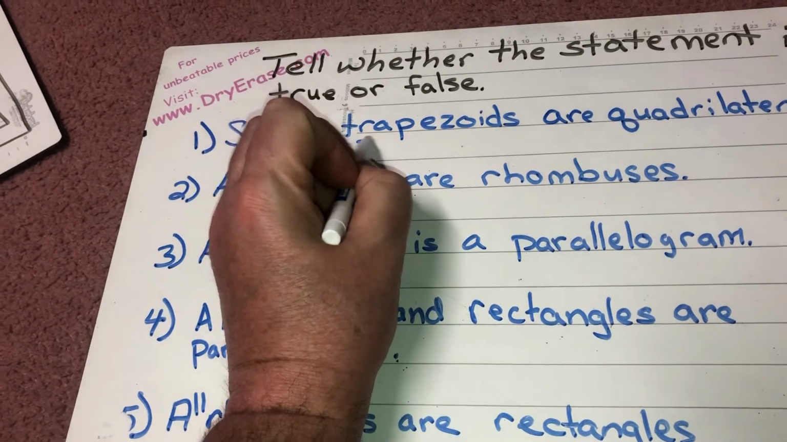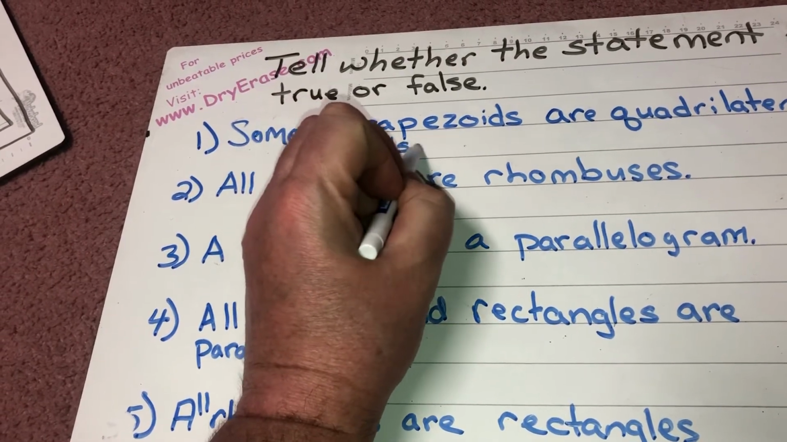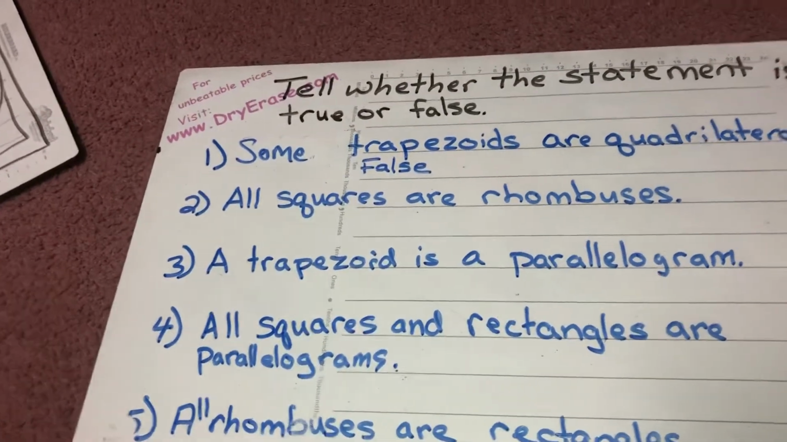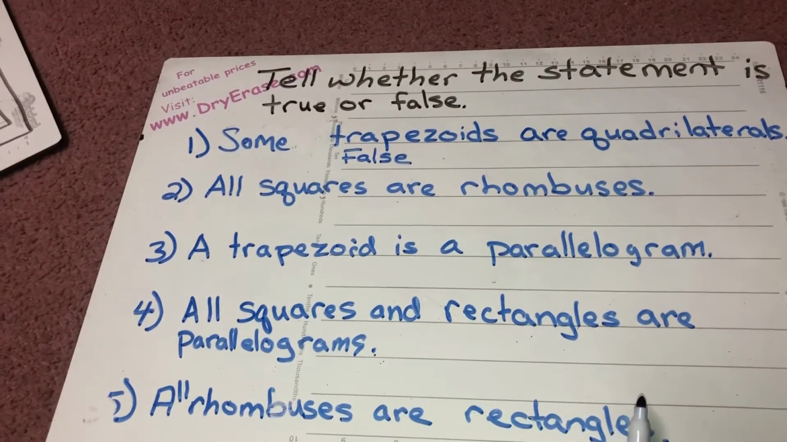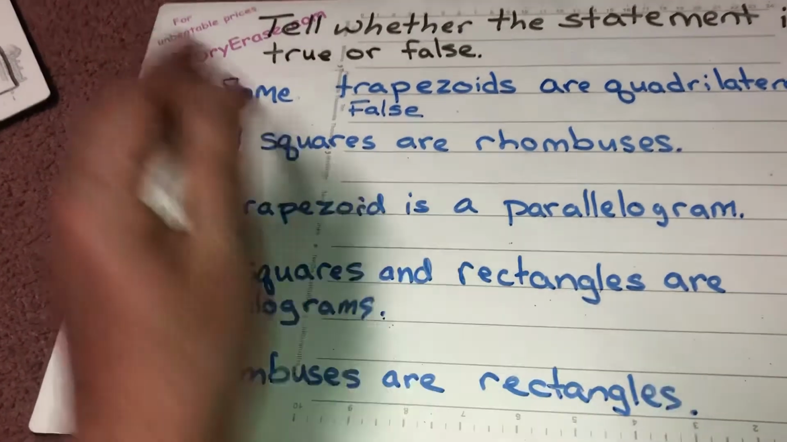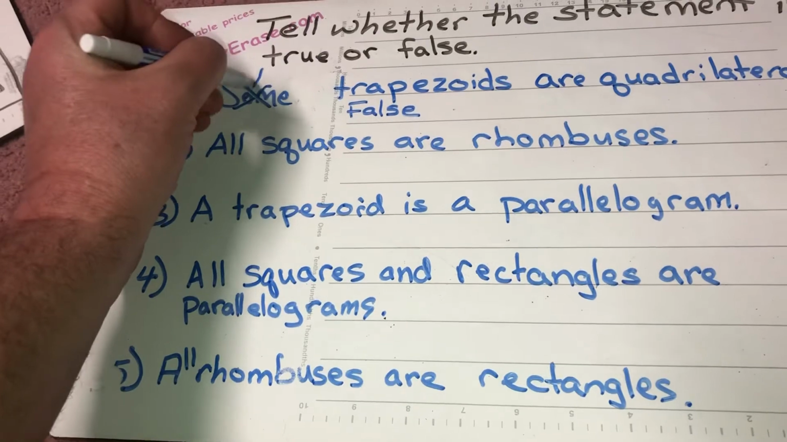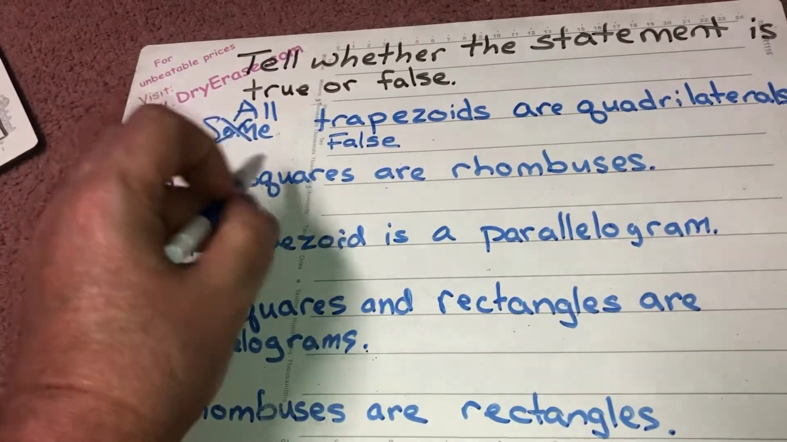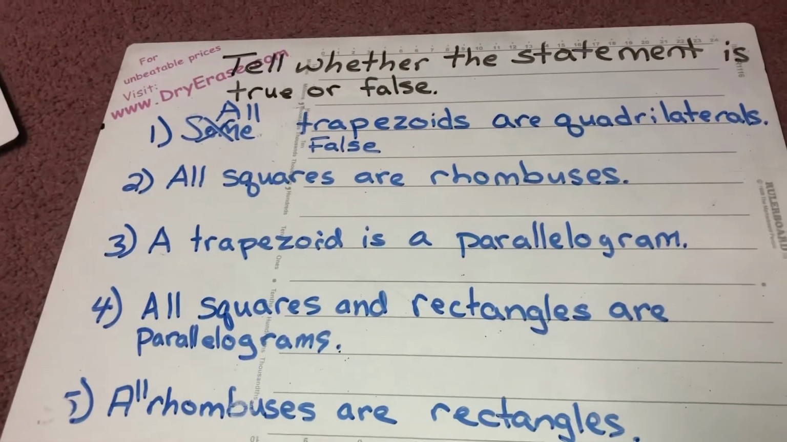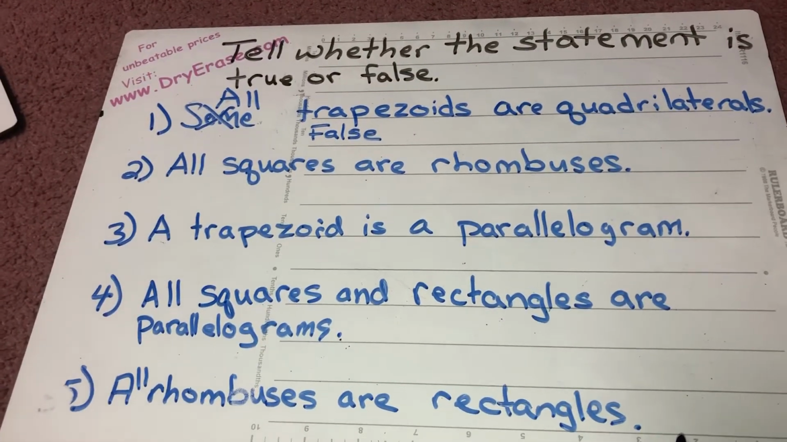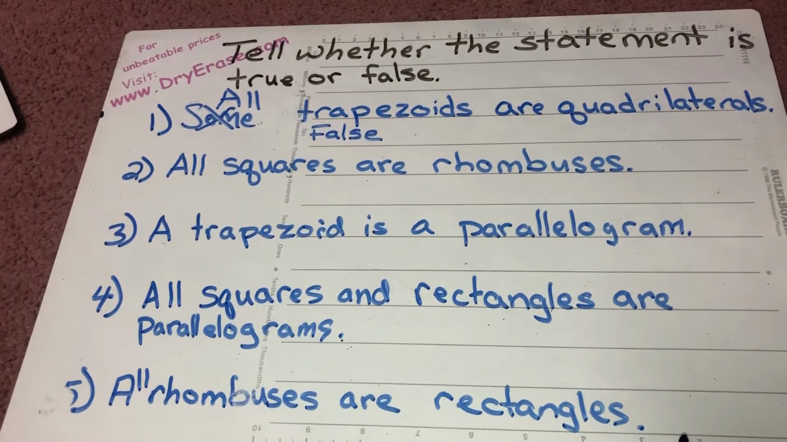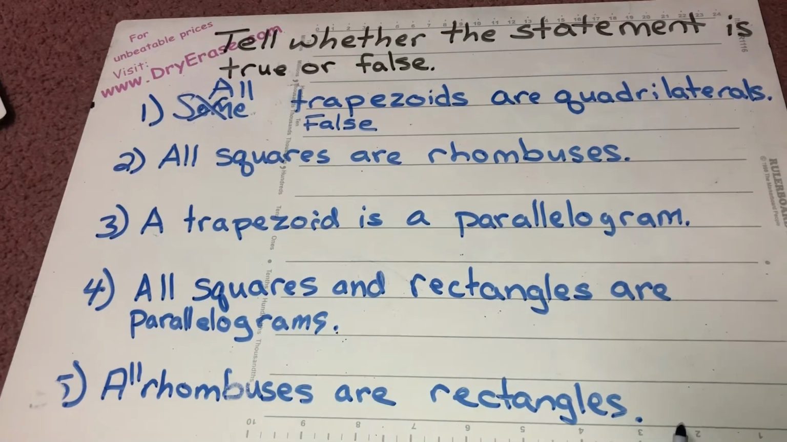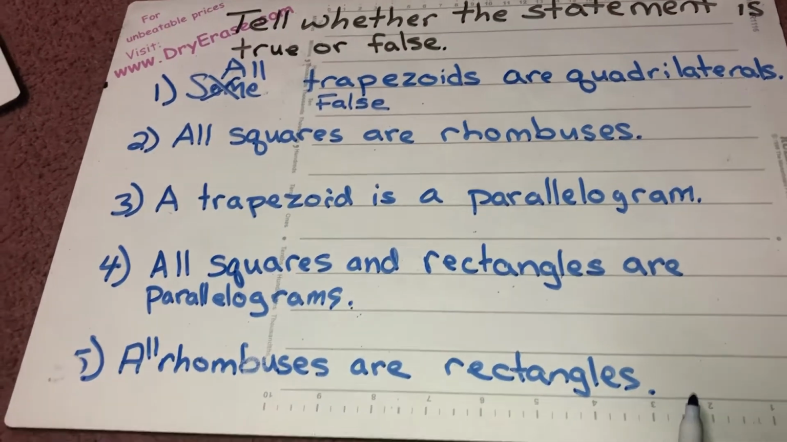So this statement in and of itself, I'd say, is false. But I'm going to be the first to admit that's not a great question, because really they all are. And if I wanted to change this to all, or just get rid of this first word altogether and say trapezoids are quadrilaterals, then it would be true. But the idea that only some of them are is false, because all trapezoids are quadrilaterals.